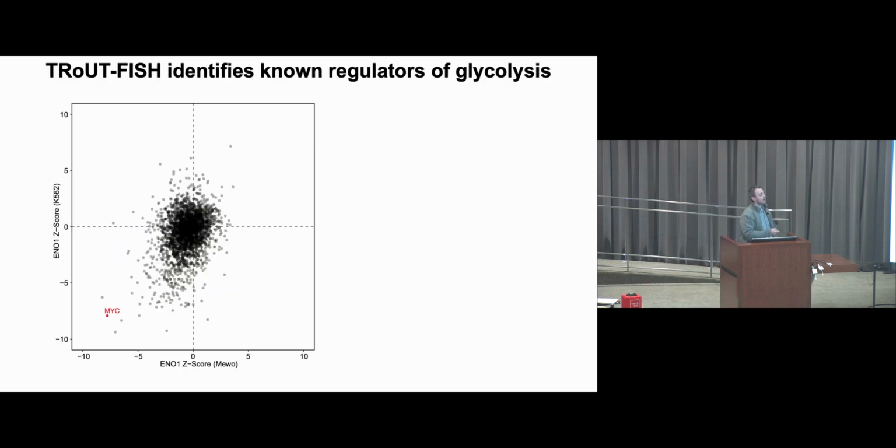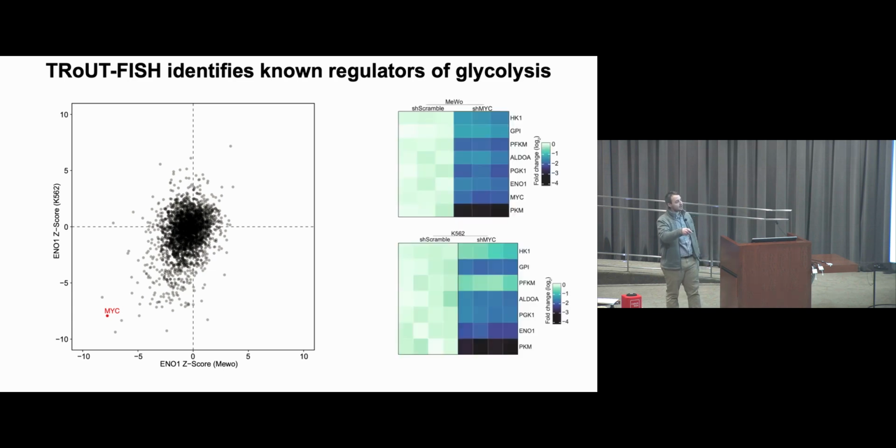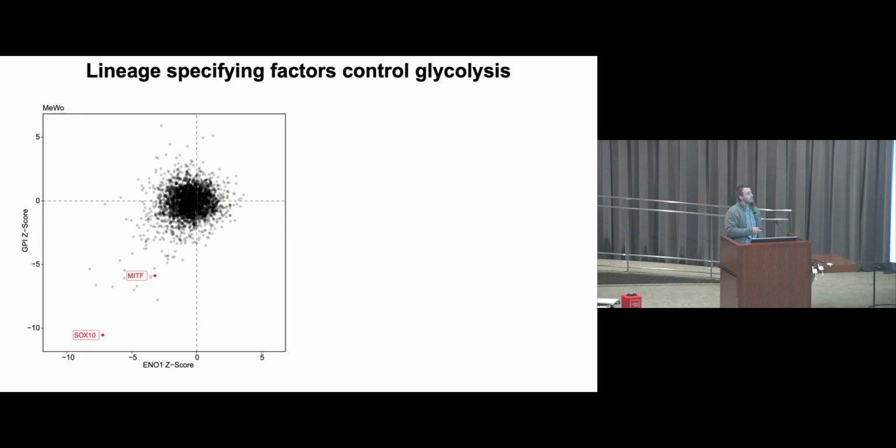So if we run our troutfish assay, it's good that we can catch knowns. So we know that MYC is a master regulator of glycolytic metabolism, and we can catch that here. We can do the validation, and that's great. But what we got excited about is that when we run these assays within the lineage, we see some cool stuff pop out. So here, just looking at 2 glycolytic genes, we see SOX10 and MITF in the skin cells.